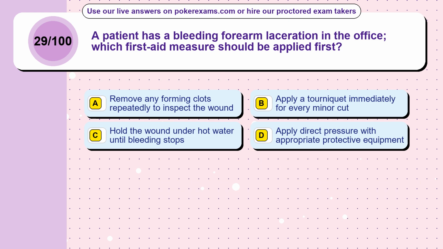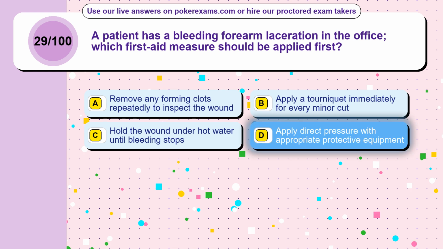Question 29. A patient has a bleeding forearm laceration in the office. Which first aid measure should be applied first? Option A, remove any forming clots repeatedly to inspect the wound. Option B, apply a tourniquet immediately for every minor cut. Option C, hold the wound under hot water until bleeding stops. Option D, apply direct pressure with appropriate protective equipment.